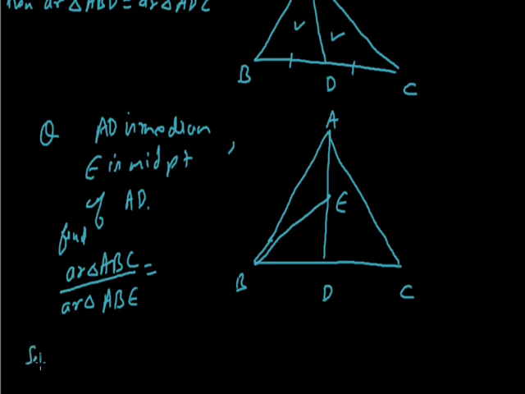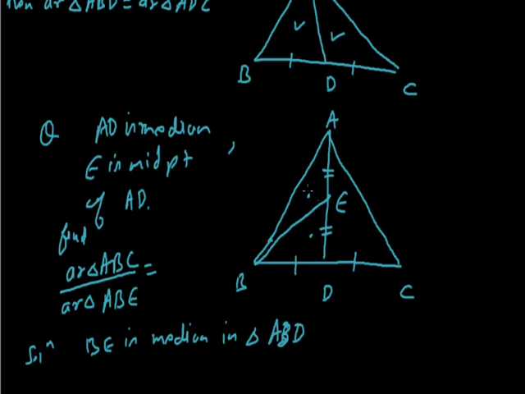Now, solution. It is given in this question that AD is a median. Because AD is a median, BD is equal to DC. Again, in the same question, it is given that E is a midpoint of AD. So AE equals ED. Or we can say BE works as a median in triangle ABD. BE is median in triangle ABD. So as we know, the median divides the triangle ABD into two triangles which are equal in areas.